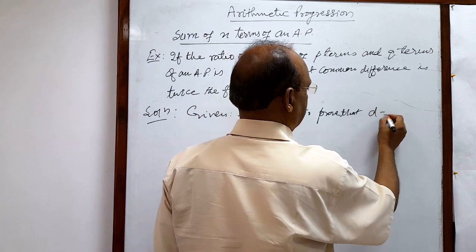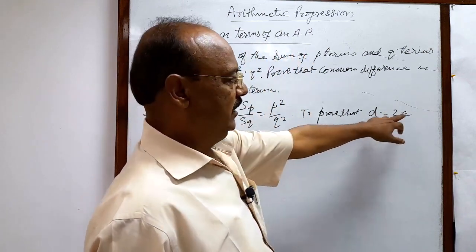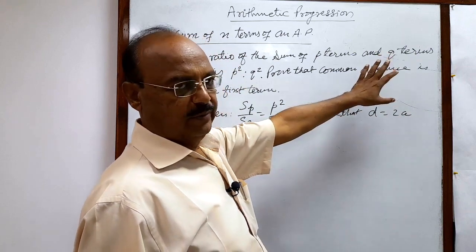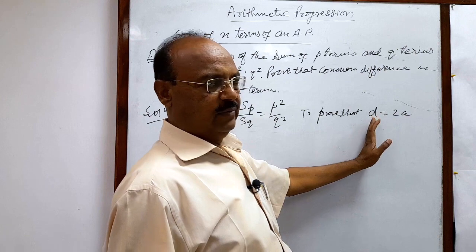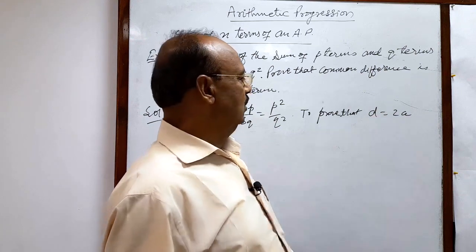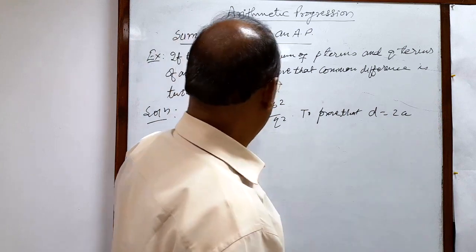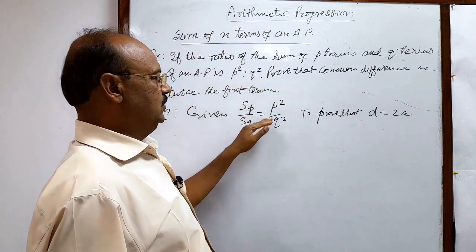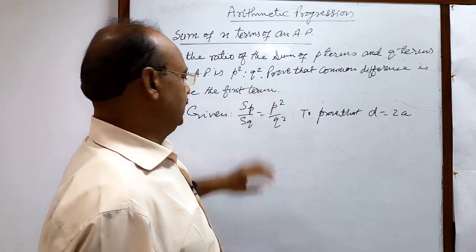So d is equal to 2a, where d is the common difference and a is the first term of this arithmetic progression. Generally we denote the first term by a and the common difference by d, you know. Okay, so we have to prove this, d is equal to 2a, and here given Sp by Sq is equal to p square by q square. So let us start with this given expression.